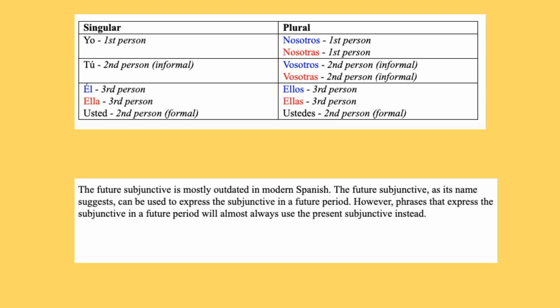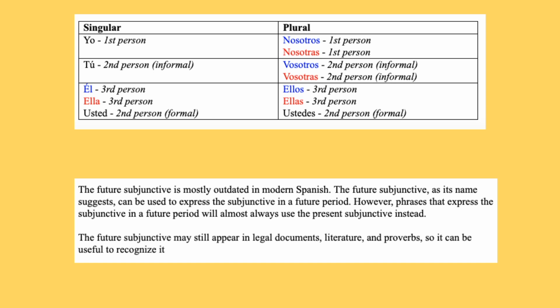So the future subjunctive is mostly outdated. It can be used to express the subjunctive in a future period, but nowadays, phrases that do express the subjunctive in a future period will almost always use the present subjunctive instead. But the future subjunctive can still appear in legal documents, in literature, and proverbs, so it can be useful to be able to recognize it.